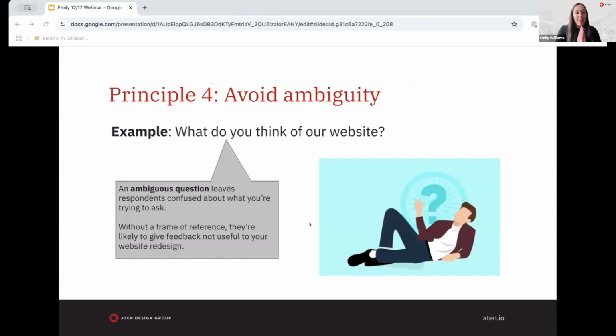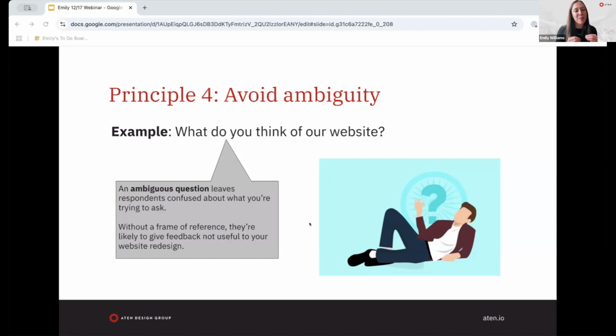Principle number 4, avoid ambiguity. So, what do you think of our website? What does that mean? What do you mean? What do I think of it? Is it easy to use? Is it pretty? Is it functional? That can leave the user sitting there sort of like, I don't know, I'm not sure. That's a really vague question.